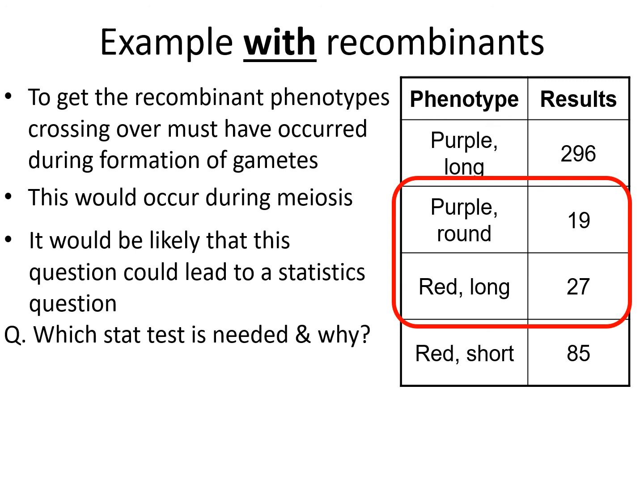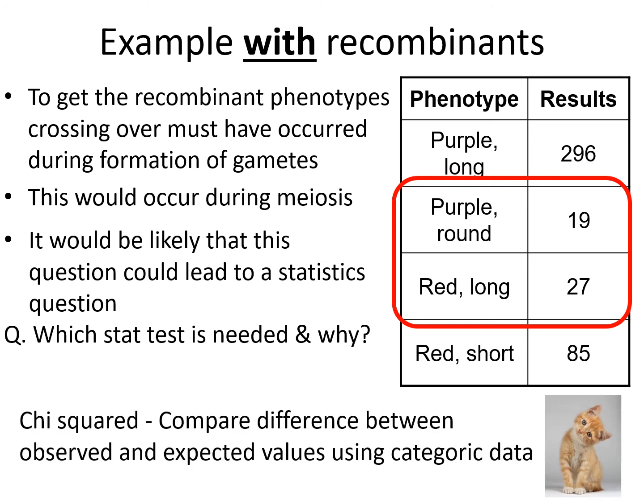Now, this question could lead quite nicely into a statistical test. Which statistical test would be needed and why? Take a pause, have a think, and see what answer you come up with. Hopefully, because you're looking at observed, expected, and categoric data, you should have said a chi-squared test. It's unlikely they will throw a chi-squared test in with something as complicated as this, but it's not an impossibility, so just be careful and watch out for it. All you're doing is comparing your observed and your expected.